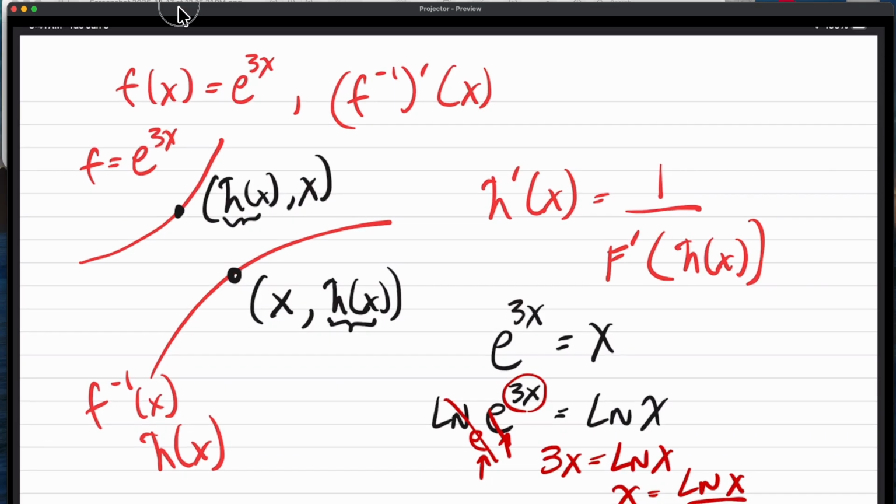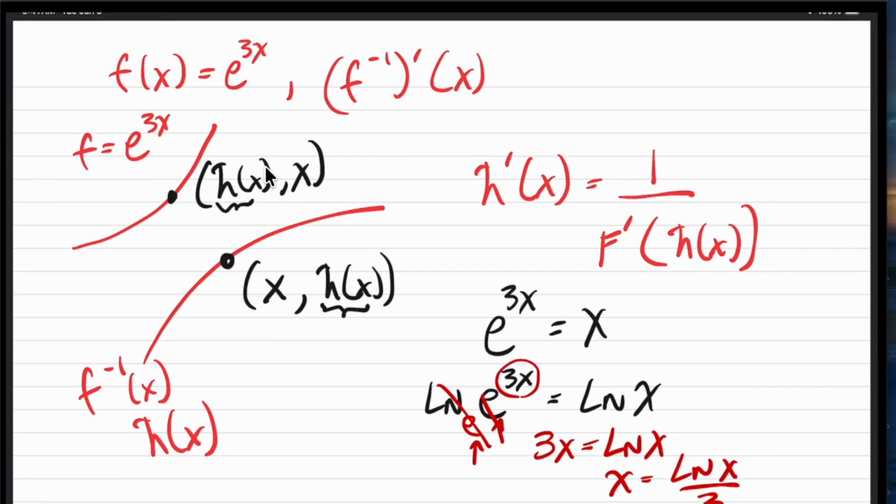Okay, so we can recalibrate over here and change this. Instead of h of x, the input is ln of x over 3. And we can put it over here on our inverse graph as well, just to emphasize these are sister points. Okay, folks, the goal of this question is to find the slope of the tangent line here, but our plan now is to find the slope of the tangent line here, and then we're going to take the reciprocal, and that's going to be our answer.